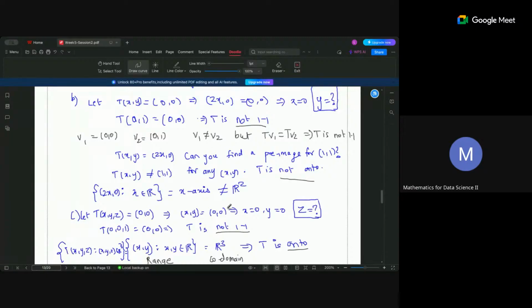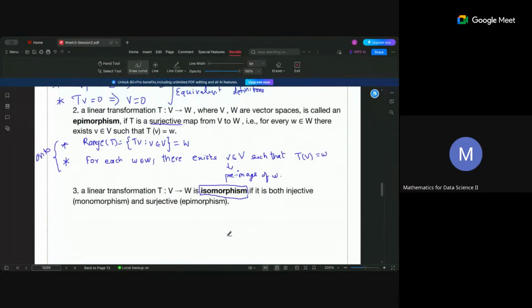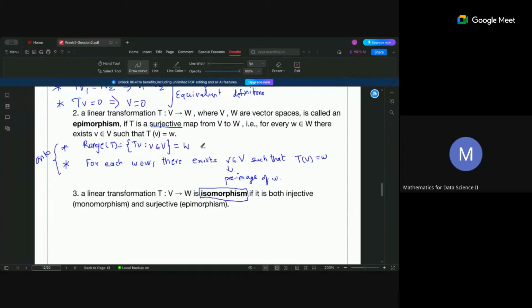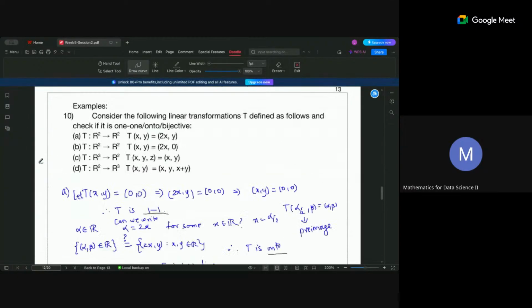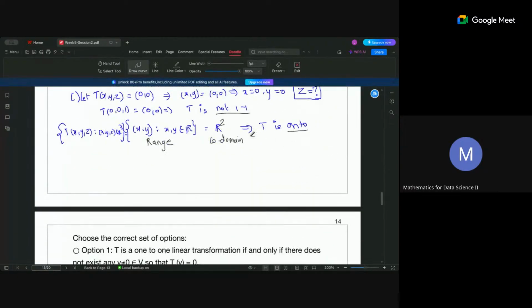Now, sorry, this is not R3. This is R2, right? So now what is the set of all x comma y such that x comma y in R? What is this set equal to? This is the definition of R2. So now here you see if your range is equal to the codomain, then it implies that your transformation is onto. Clear?